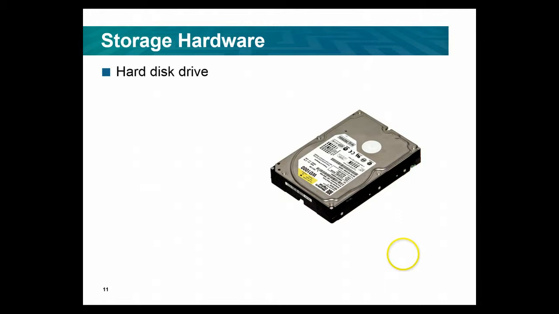Okay, storage hardware. We've already talked about the hard disk drive. The hard disk is just a mechanism that translates the ones and zeros into magnetic information, which it stores on little platters or similar records inside of this device known as a hard drive.